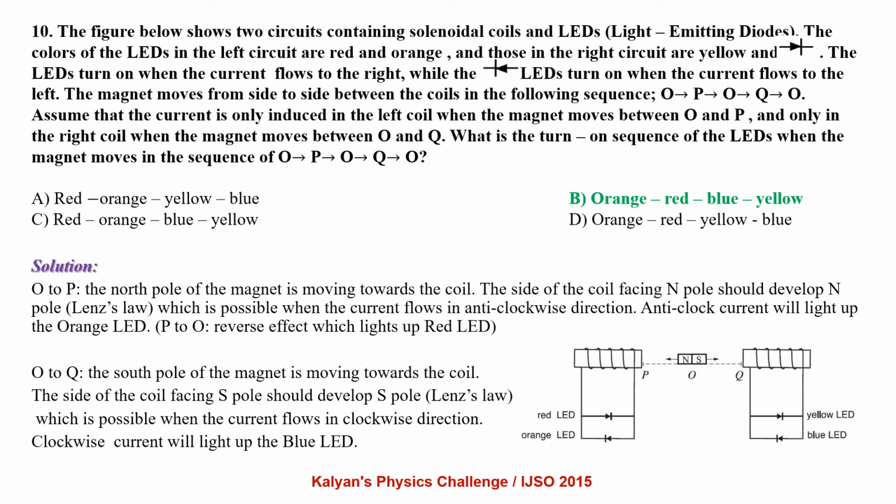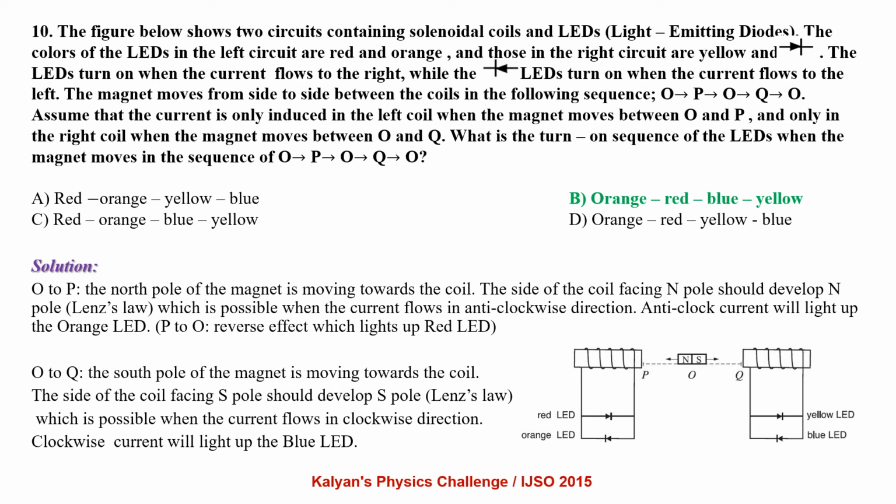The figure below shows 2 circuits containing solenoidal coils and LEDs, that is light emitting diodes. The colors of the LEDs in the left circuit are red and orange, and those in the right circuit are yellow and blue. The left side P LEDs will turn on when the current flows to the right, while right side P LEDs will turn on when current flows to the left.